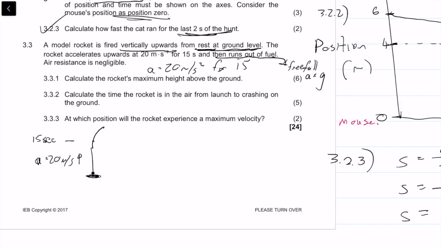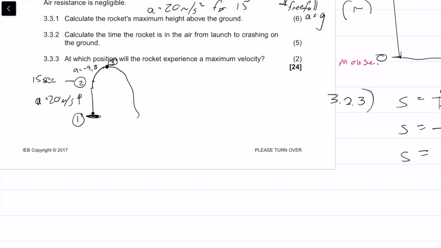At 15 seconds, it runs out of fuel and will go straight back to the ground. So what I'm concerned with is the maximum height, which would be somewhere here. I'm going to label this stage 1, or point 1, and point 2. Or actually, I'm going to name 3 points because the acceleration here is equal to minus 9,8 because it's gravity. So we have points 1, 2, and 3. We're going to have to do this question in 2 different points.